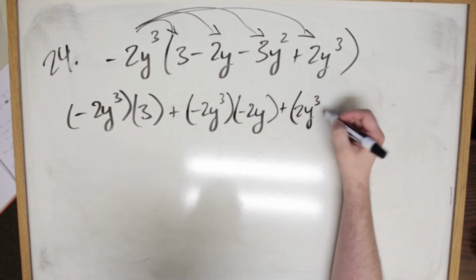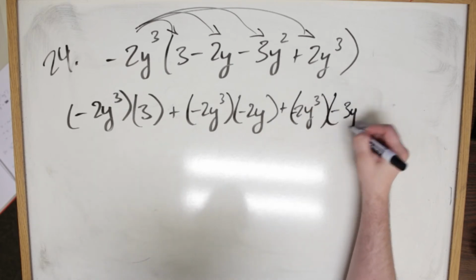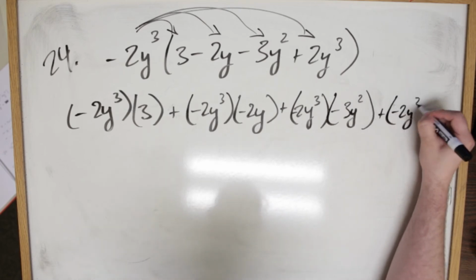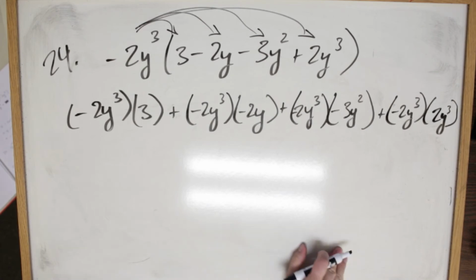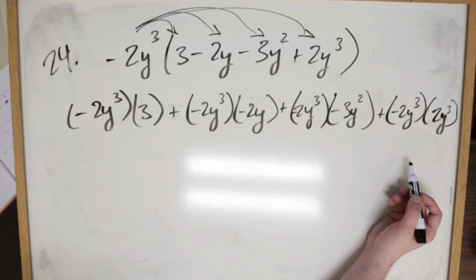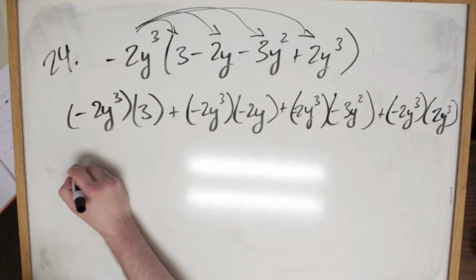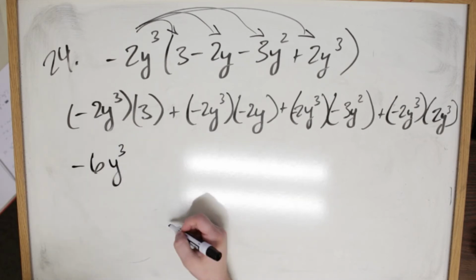I think I'm going to run out of room here. Minus, there's a minus in front there, times a minus 3y squared plus a minus 2y to the third times a positive 2y to the third. Okay, sorry, I'm running out of space. All right, and now, so this is the whole distributed thing. That's crazy. All right, minus 2 times 3 is going to be a minus 6. There's only a y cubed there, so that's all we care about.